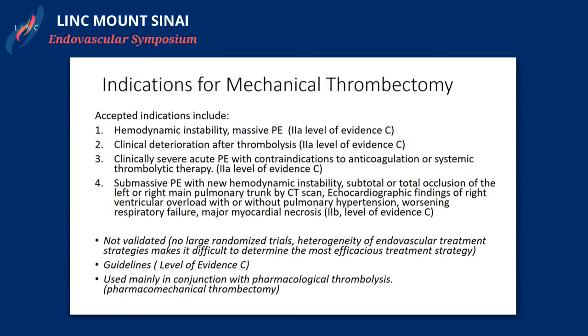The indication for mechanical thrombectomy is really not that strongly supported, but when there's hemodynamic instability in patients with massive PE, we tend to use mechanical thrombectomy. If the patient starts to deteriorate after thrombolysis and continues to deteriorate, these patients are possibly candidates for mechanical thrombectomy. Also, patients with acute pulmonary embolism who can't take anticoagulation, and later in the session I'll present a case with that, and cannot take systemic thrombolysis for a variety of reasons. For submassive patients with hemodynamic instability, like a total occlusion of the main trunk that is worsening, we tend to use mechanical thrombectomy.